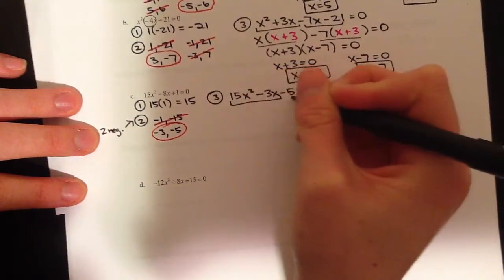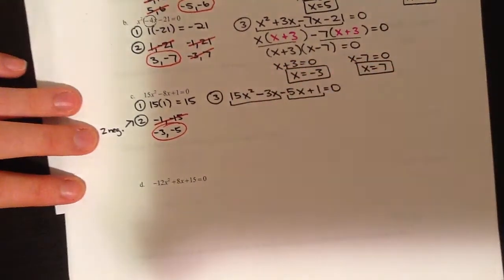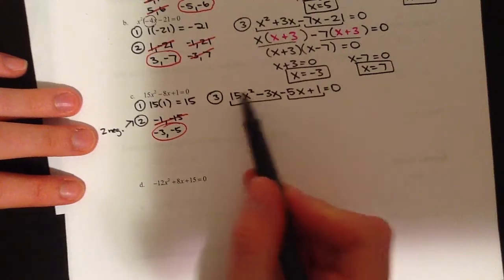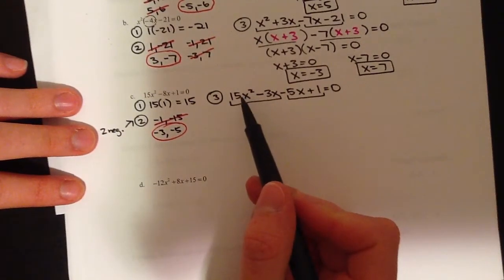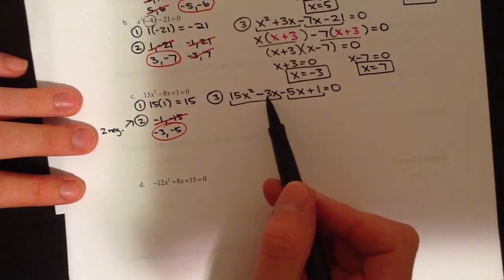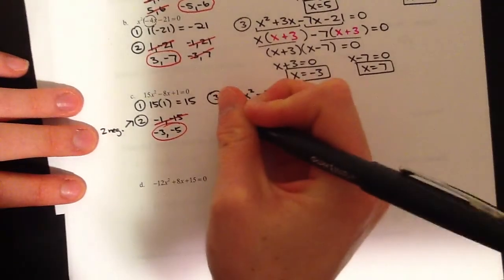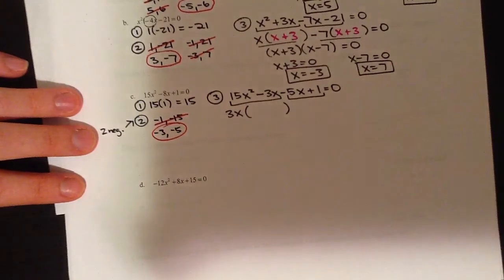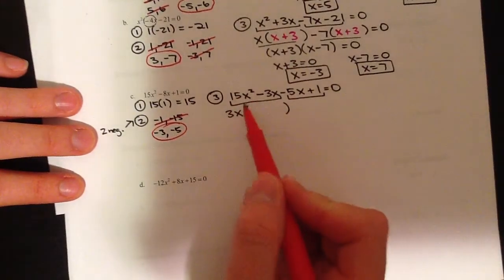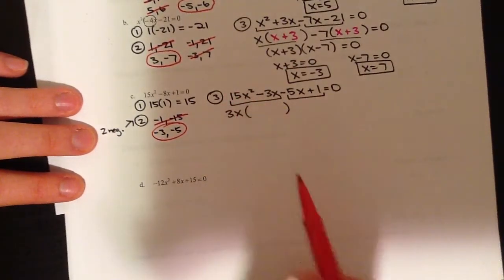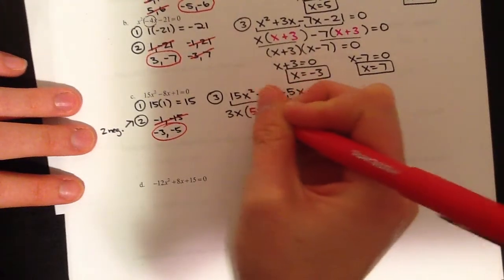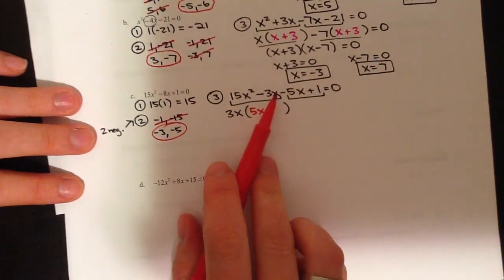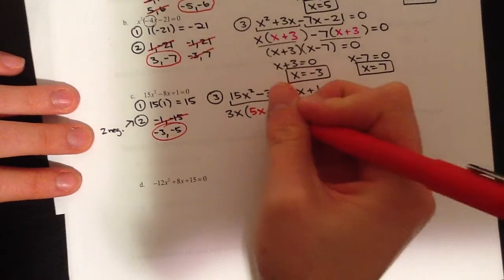So then finally, I factor by grouping. I group these guys up. Between these two, a 15x squared and a 3x, my GCF would be a 3x. So I factor out a 3x, and then in parentheses, I want to write my leftovers. When I factor out a 3x, 15x squared, divide out 3x, I'm left with a 5x. Negative 3x, divide out 3x, and I'm left with a negative 1.